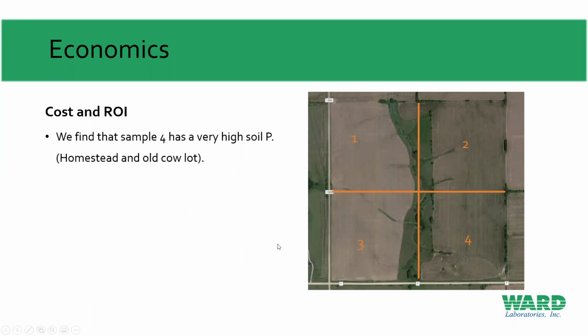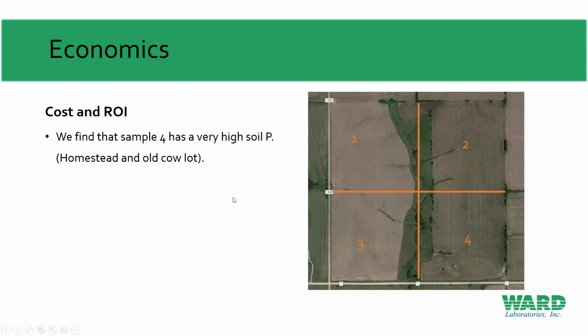Let's take that one step further. What we discovered in our sampling is that quadrant 4 had a very high soil test P. This is going to be common in all of our farms that were homesteaded at one point. There was a homestead down here, there's a cow lot, and they obviously must have spread the manure real close. So we had a high soil test P down here.